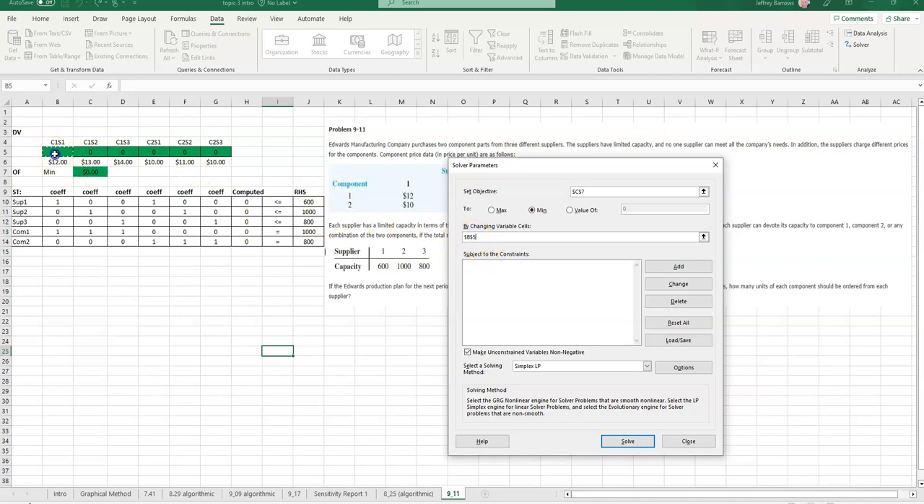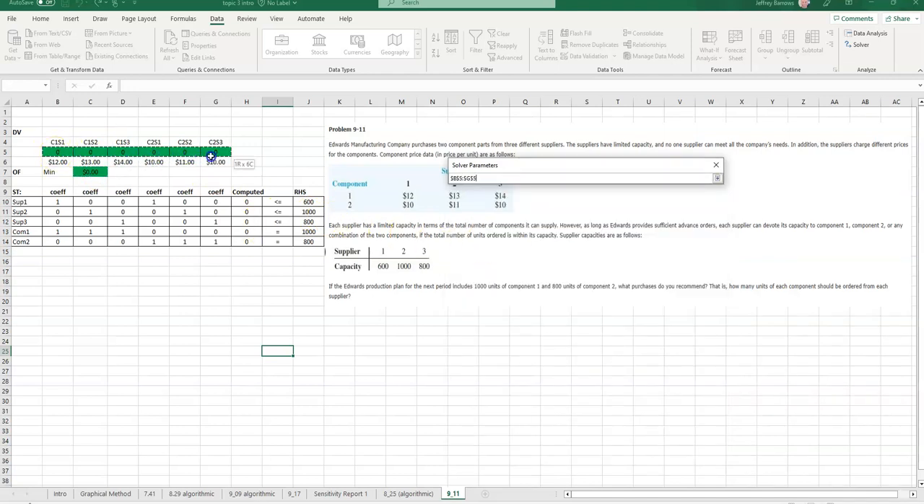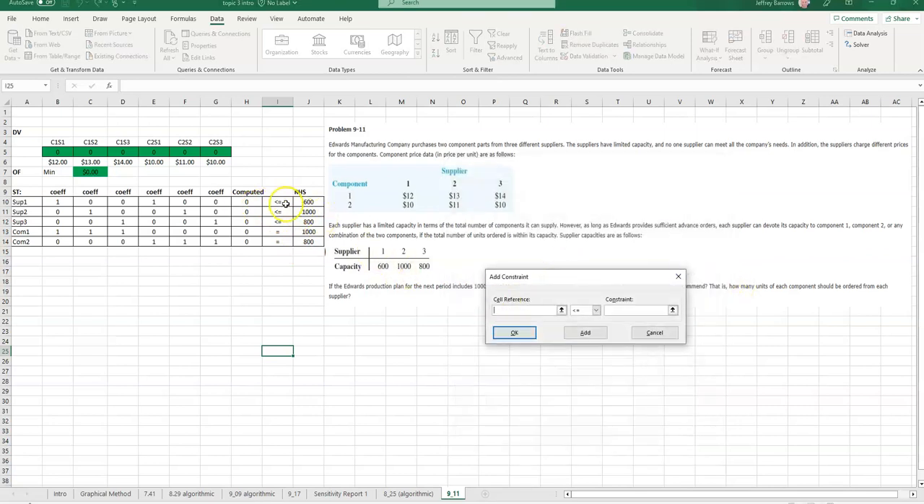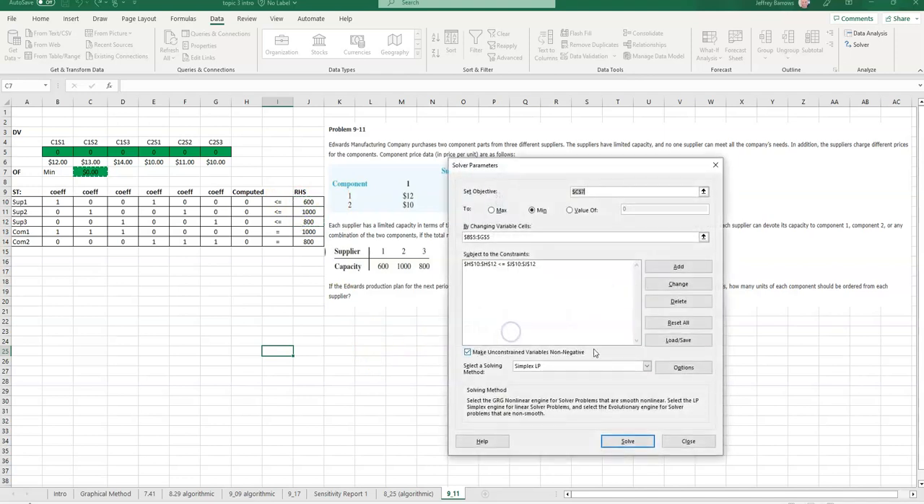The decision variables will be B5 through G5. And then I think I can get this in two constraints. These are all less than or equal to. So we will add a constraint here that says all of these computed values, I will go back and make sure I am clear on how those cells are computed, must be less than or equal to the respective right-hand side values, 600, 1,000, and 800 respectively. So we will add that.